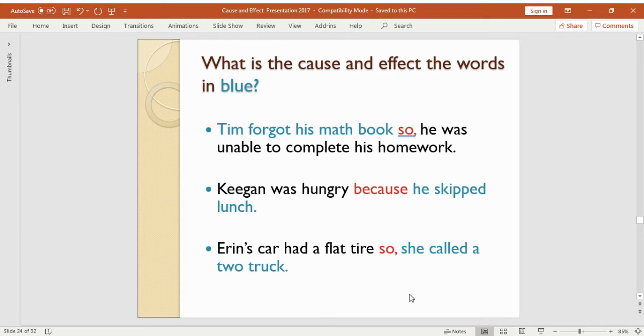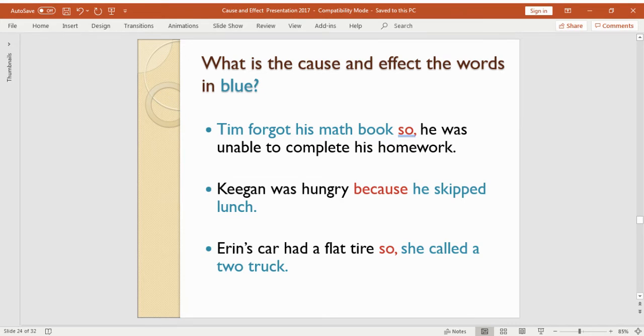On number 1, if you wrote Tim forgot his math book is the cause, you are correct. Good job. Just because it's first doesn't always mean it's cause. Remember, you have to think what happened first really in your mind. Okay, number 2, he skipped his lunch. Now, I notice it's at the end of the sentence, but I have to think to myself, what would make him hungry? So he skipped his lunch is the cause again.